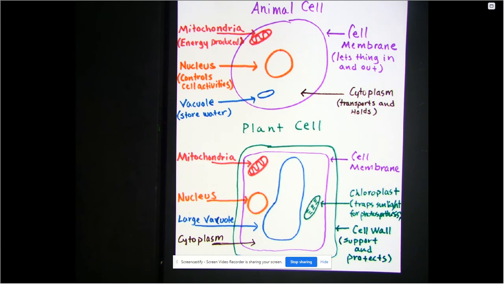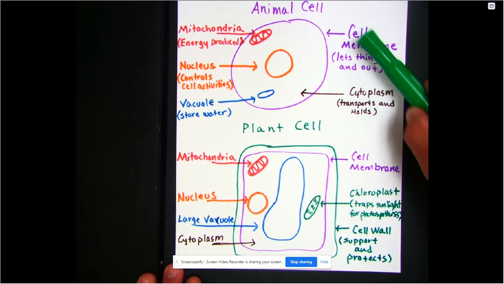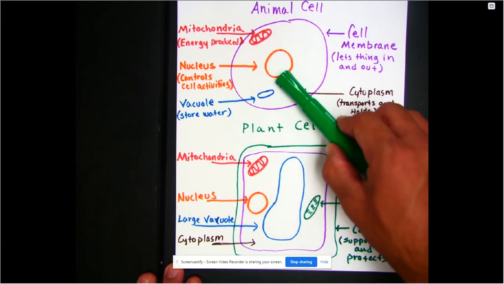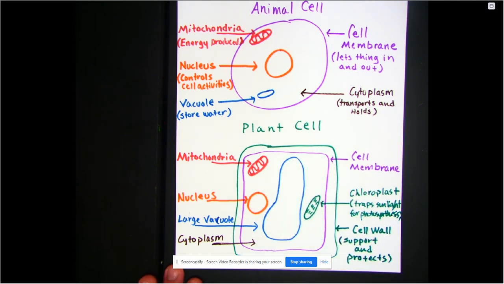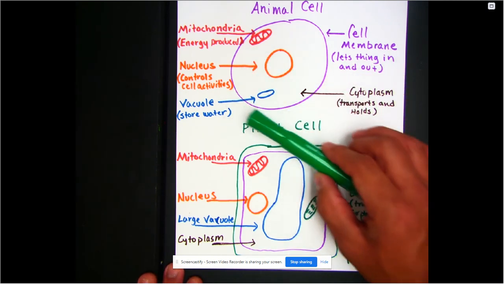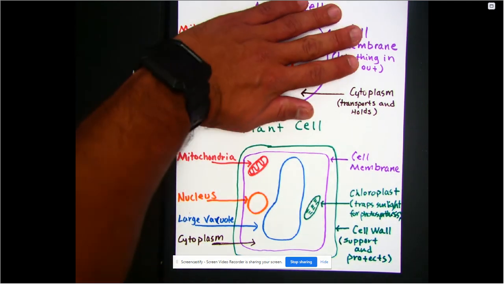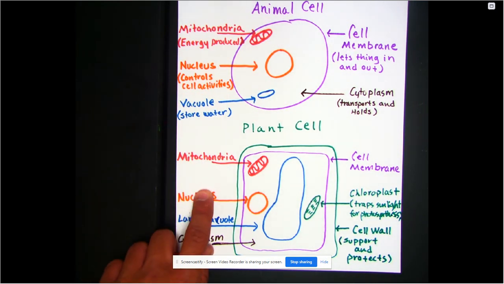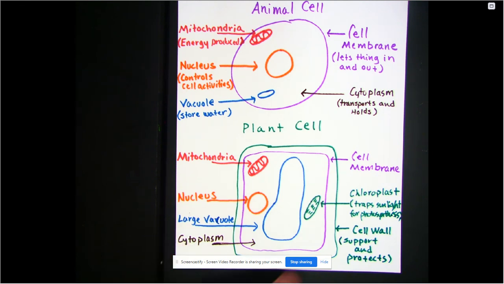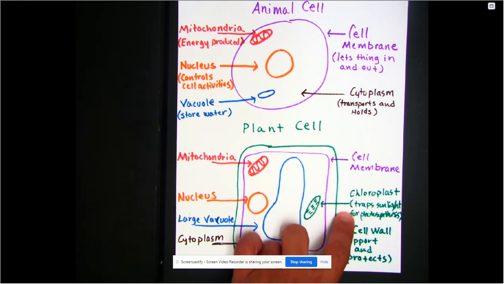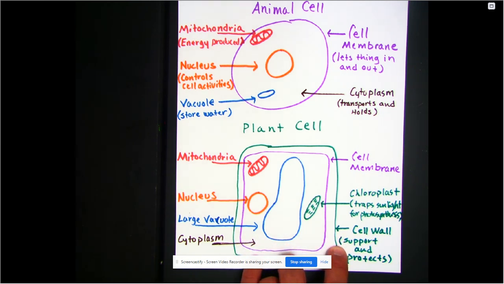So again, remember, there are 5 that are the same. So cytoplasm, cell membrane, mitochondria, nucleus, and vacuole that both plant and animal cells have, right? And then you have the jobs that you have listed underneath. The 5 that we did up here, the jobs are the same down here. So they do the same thing. And then the only difference, or the 2 differences, is that the plant cell has 2 extra parts, which is your chloroplast, where it traps the sunlight for photosynthesis, and then your cell wall, where the cell wall supports and protects the plant.